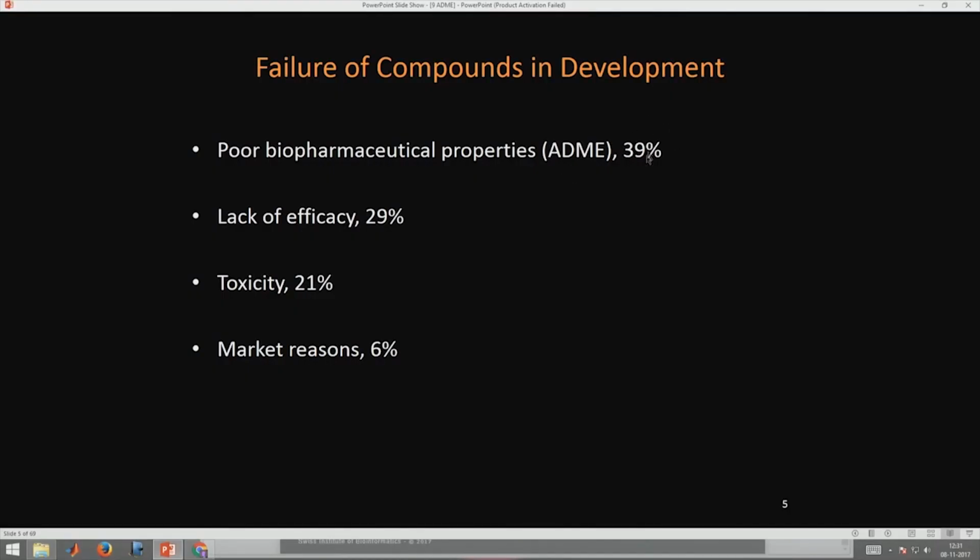Okay, so we need to understand ADME, which is very important, and as you can see, 39% of the drug failures during clinical trials are because of poor ADME. We realize that when we do animal trials and when we do human voluntary trials. Lack of efficacy, the concentration at the target site is not sufficient. If there is a tumor, the concentration of the cancer drug should be high enough to kill the tumorous cells. Okay. Toxicity, 21% of the drugs fail because of toxicity.